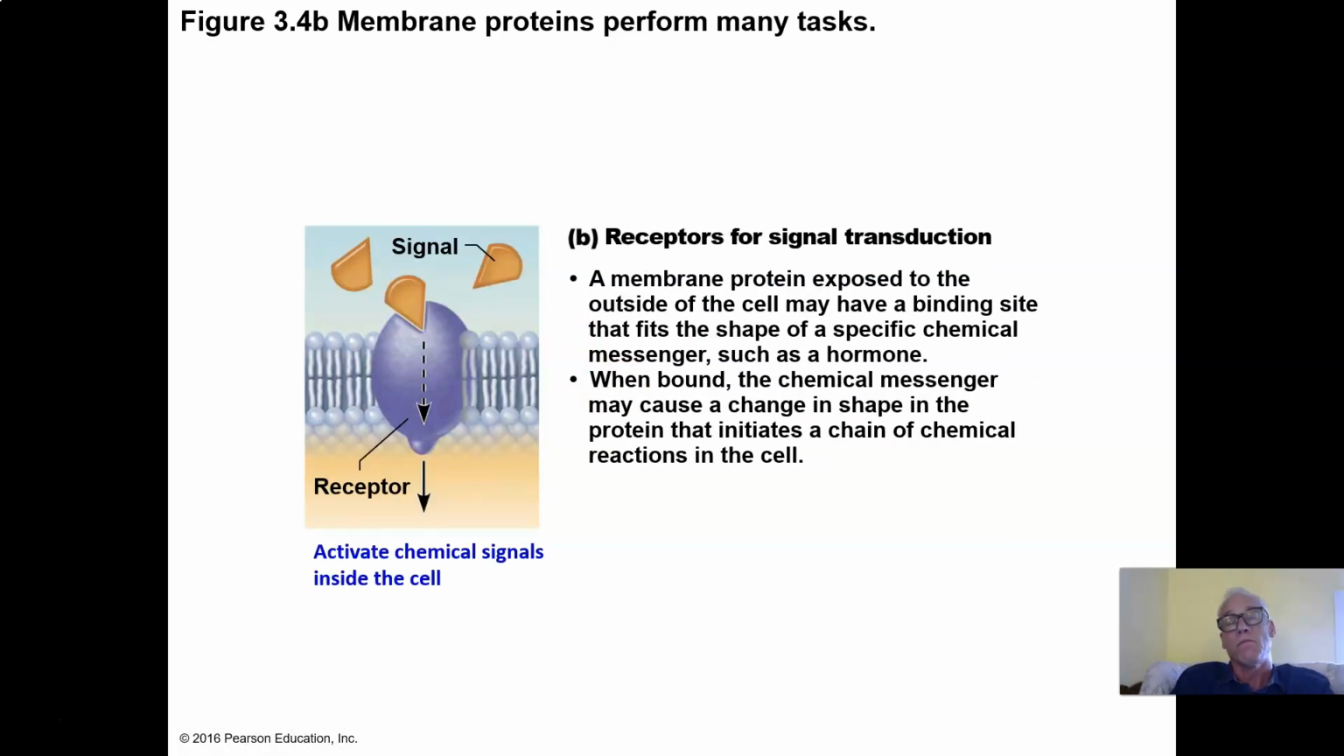Some membrane proteins are receptors for chemical signals. Cells have no eyes, and the way they can determine kind of what's going on around them is by specific chemicals that bind to receptors on their surface, and the resulting effect is that changes occur within the cell. The membrane protein will then change its function after binding to its ligand or its signaling chemical, and signals will occur inside the cell and behavior will change.